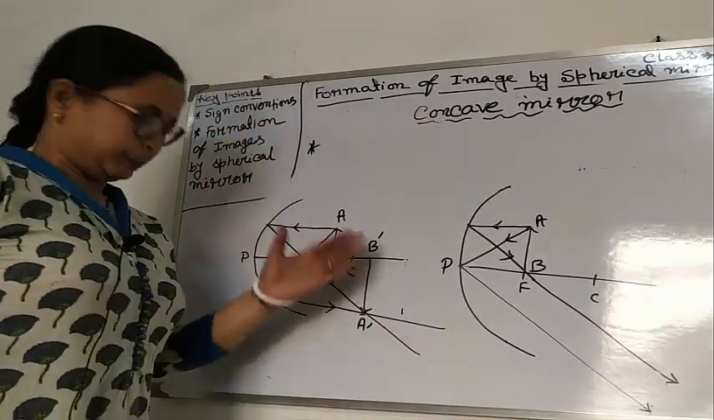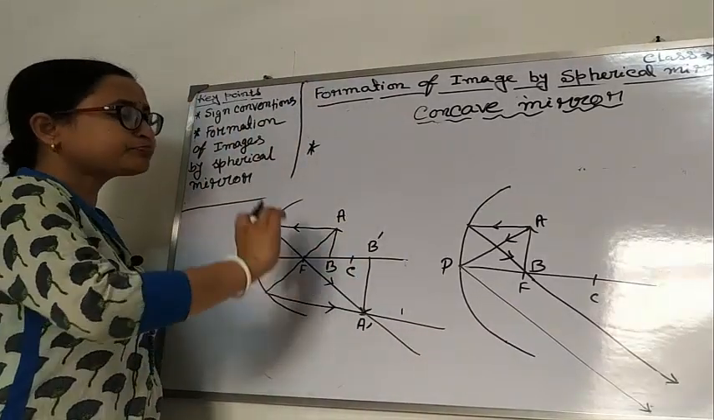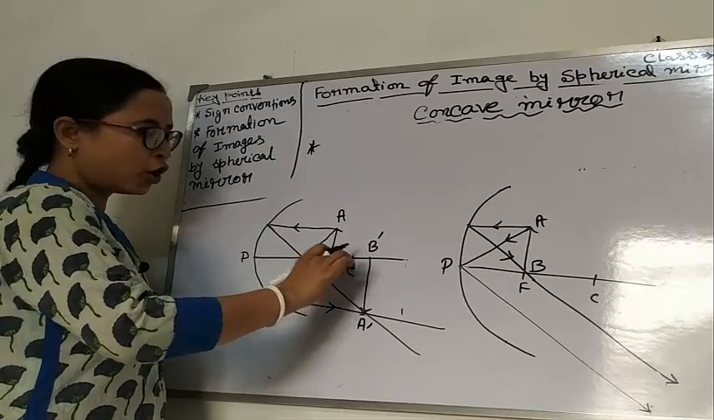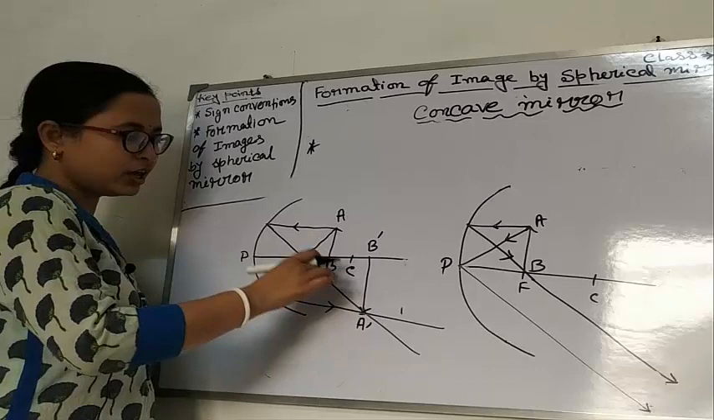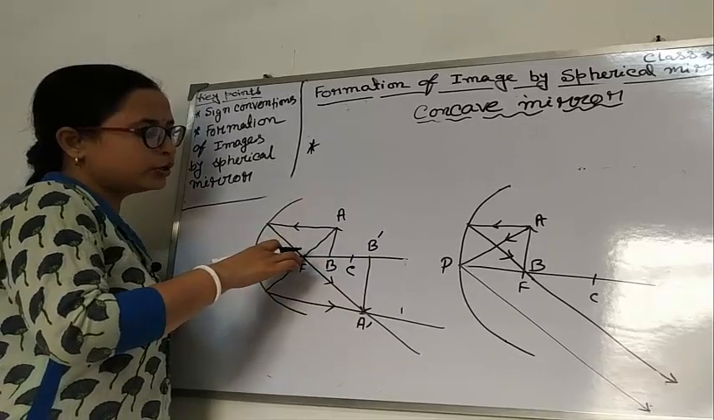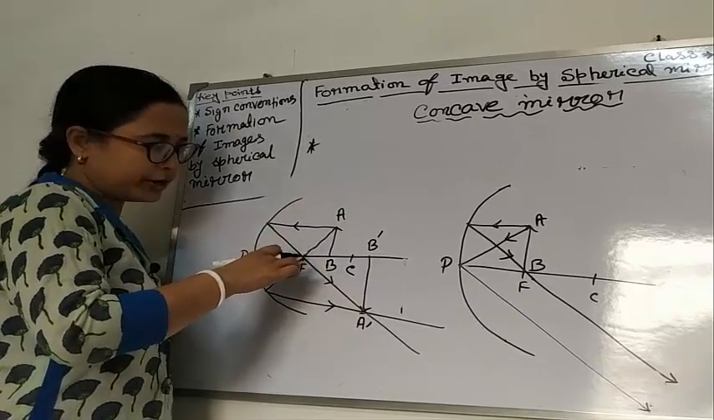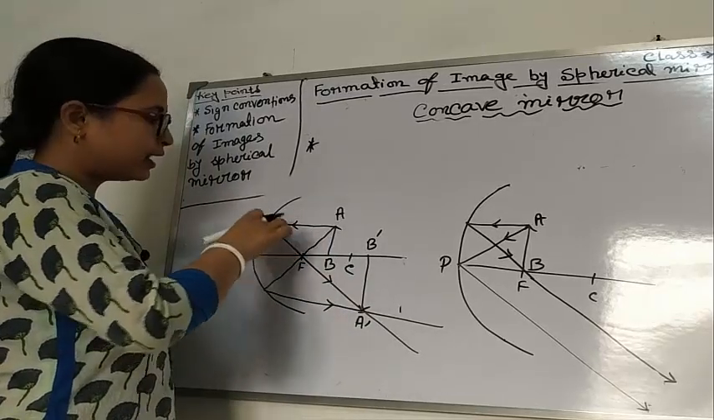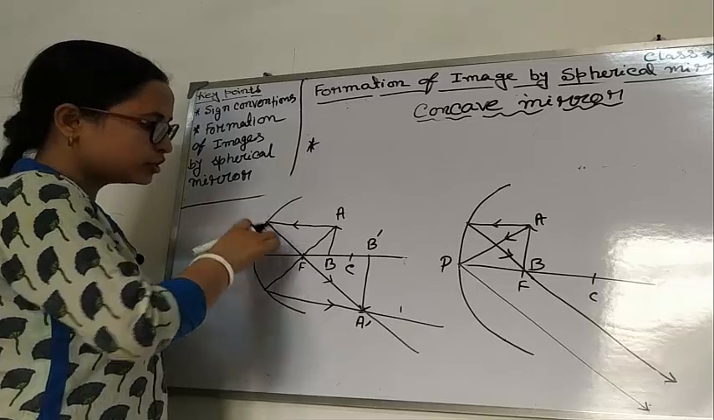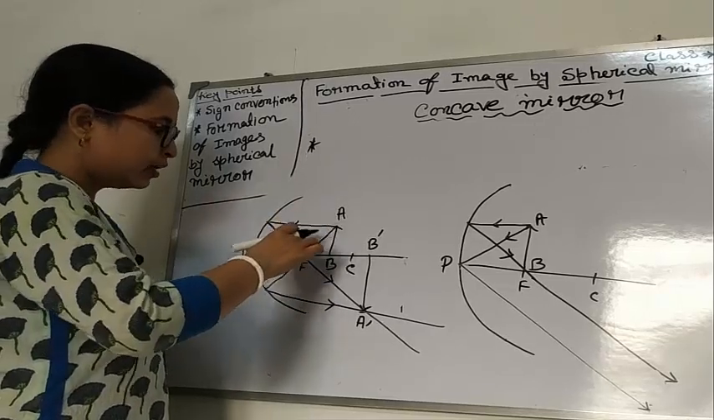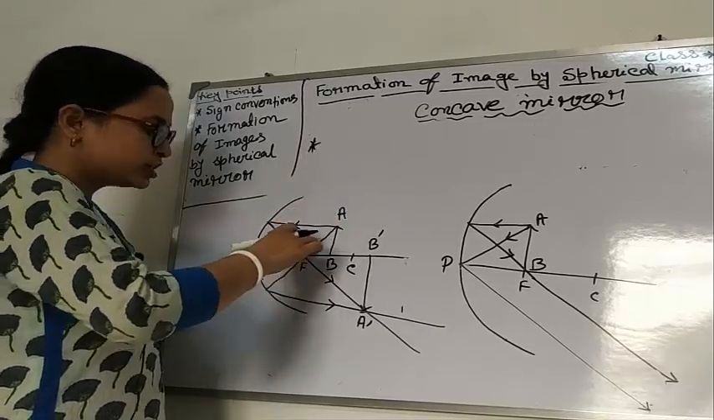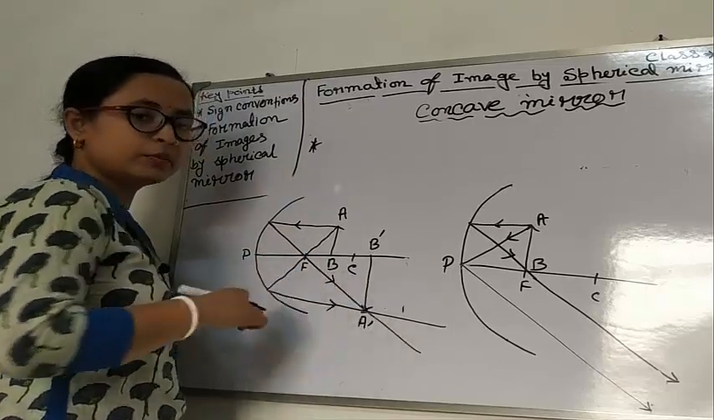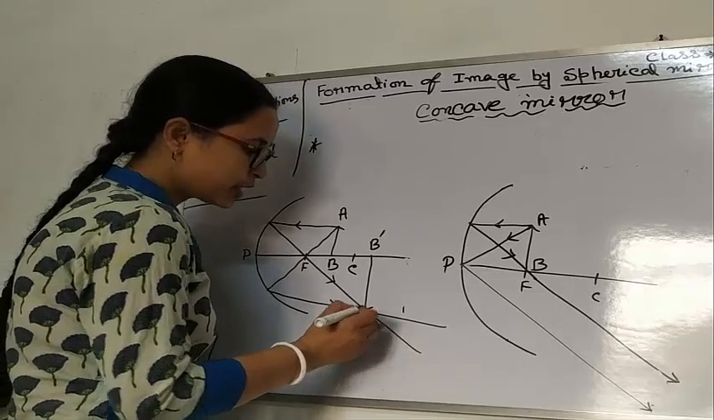Now the next case is if you place the object in between the focal point and the center of curvature. This is our object AB. If we place AB in between F and C, that means the focal point and the center of curvature. Again, I draw a line parallel to the principal axis, which passes through the focal point. Then the light ray which is passing through the principal focal point, after reflection, will become parallel. So they meet at this A dash point.